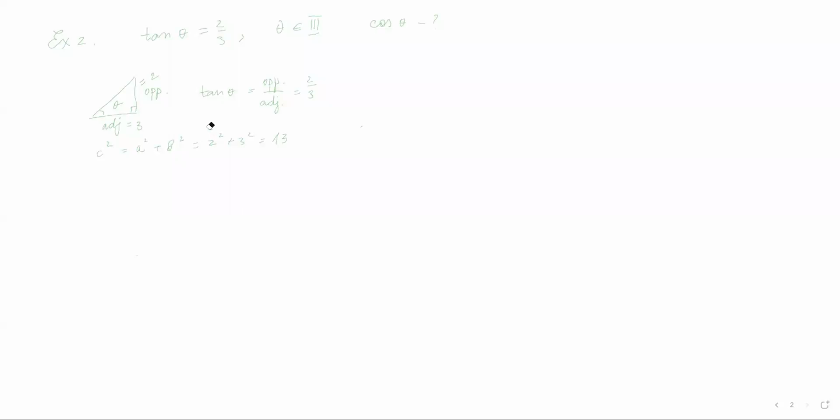Well, okay, we do know the hypotenuse, how does it help us? Well, we can calculate cosine of this triangle, right? We remember that cosine of theta is what? Adjacent side over hypotenuse. So the adjacent side is 3, the hypotenuse is the square root of 13. Why square root? Because 13 is c squared, right? So if I want to know c, I have to extract the square root.